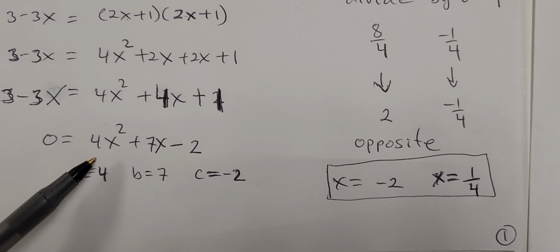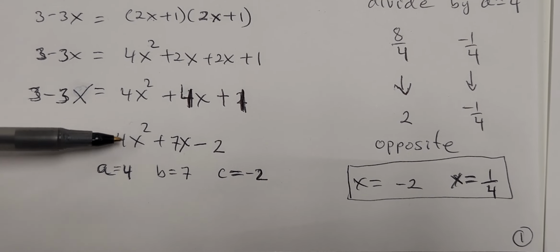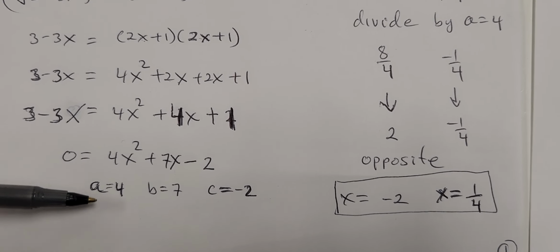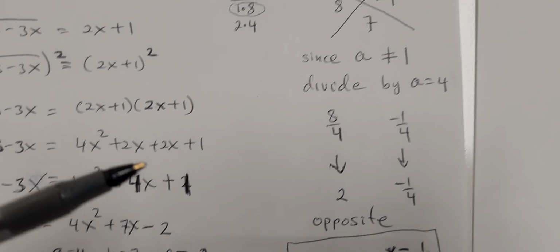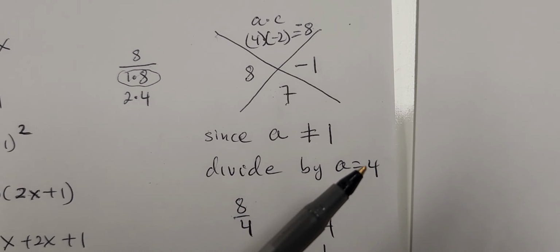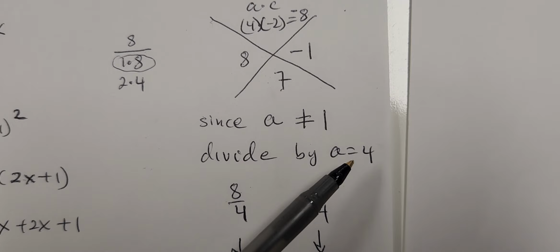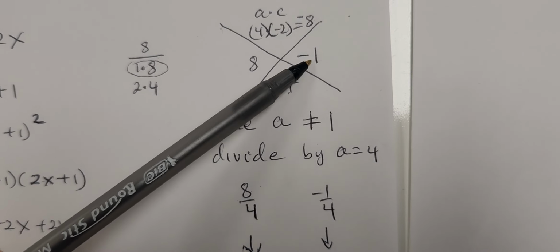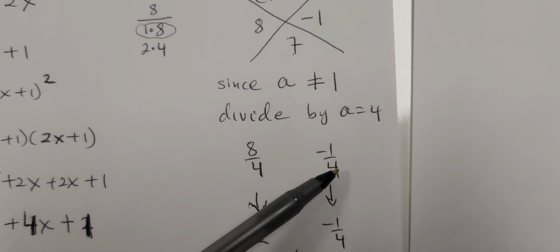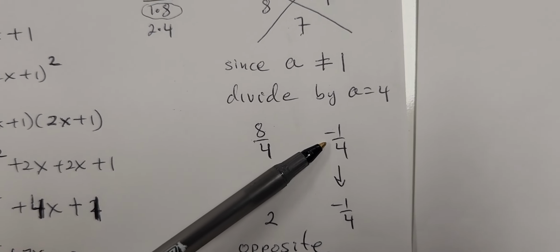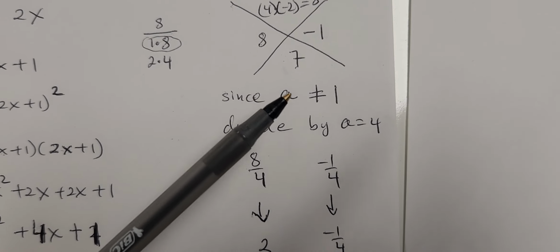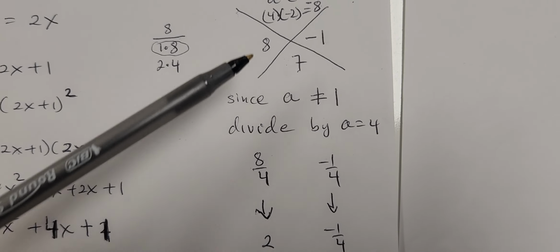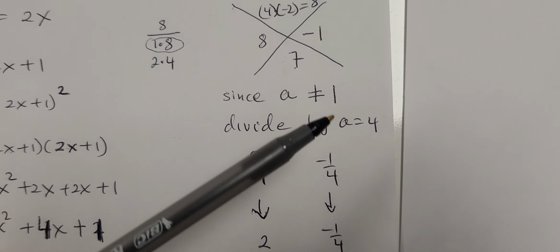It's from here. This is my a. A is right here. That's not a 1, it is another number. So you have to divide by a. Whatever a is, you divide by a. So in our case, a is 4, so we have to divide by 4. So 8 divided by 4, that's what I have here. And then -1 divided by 4, that's what I have here. Again, if a is not 1, you have to divide by a.